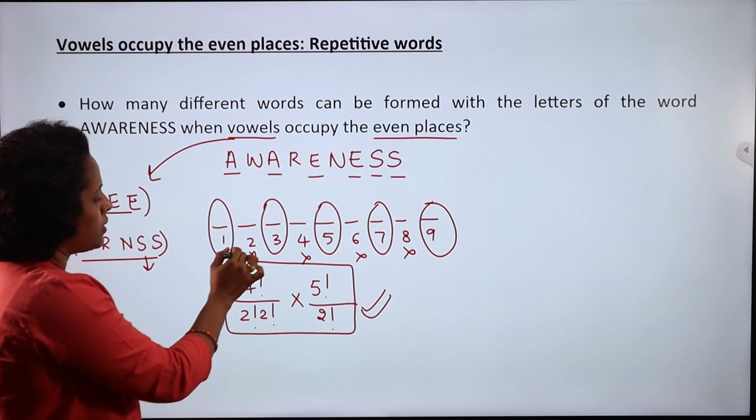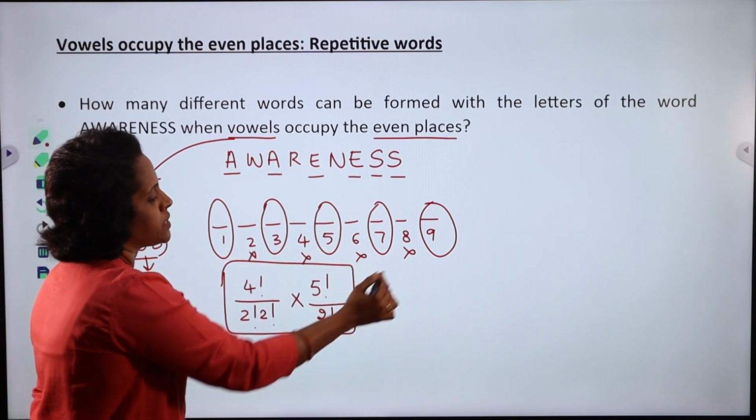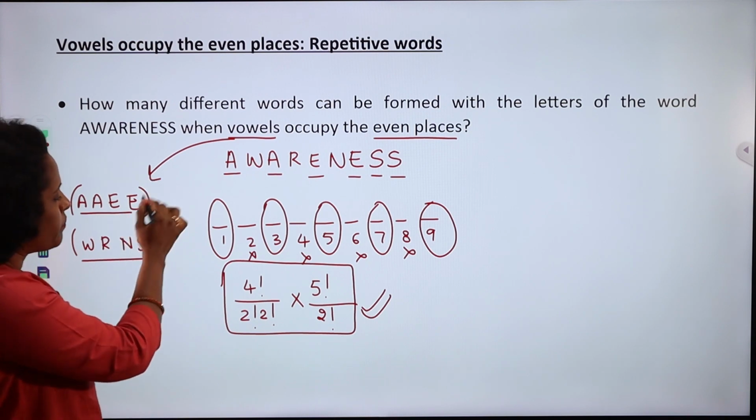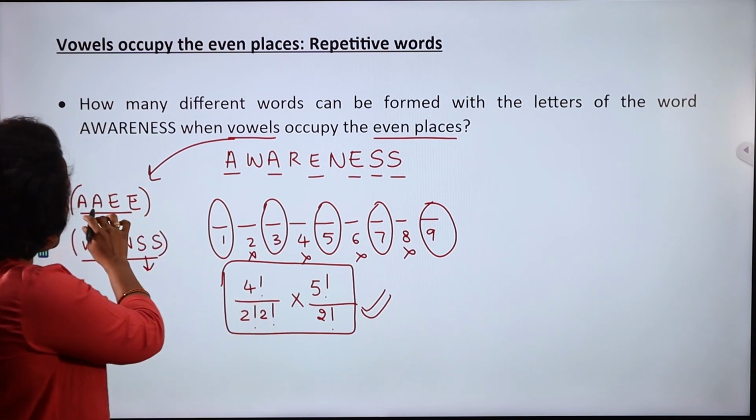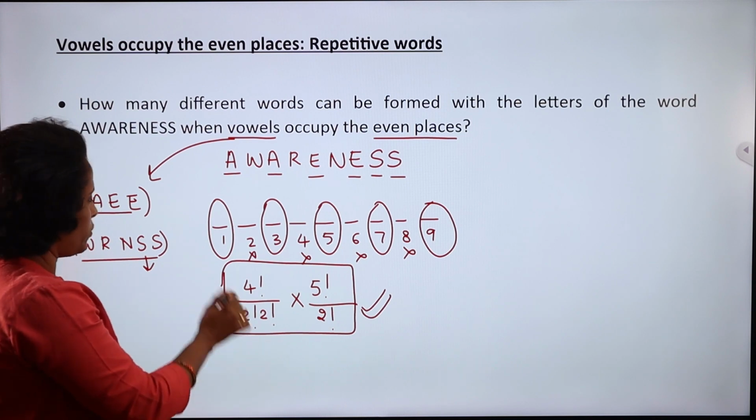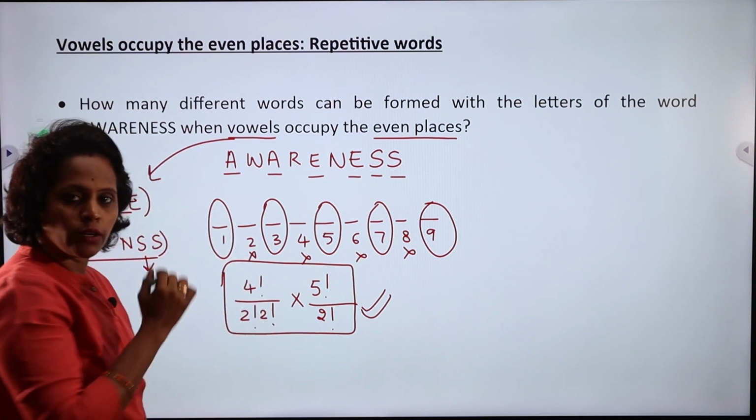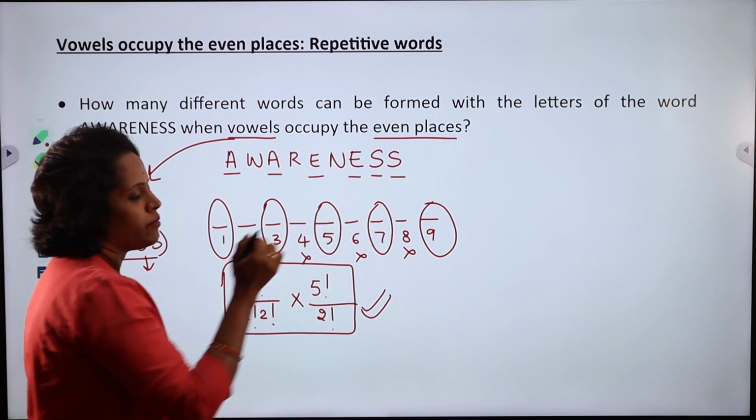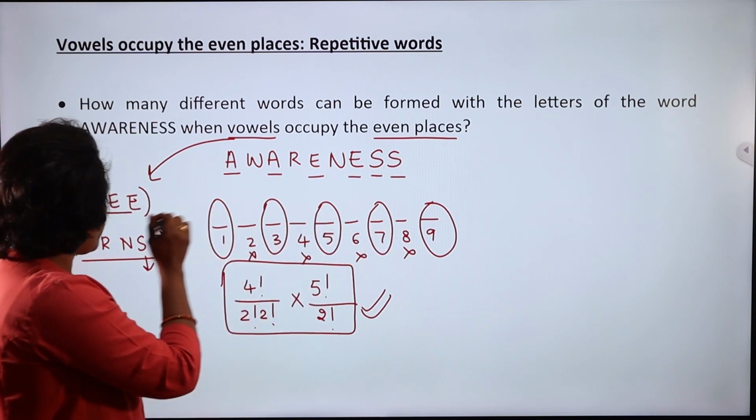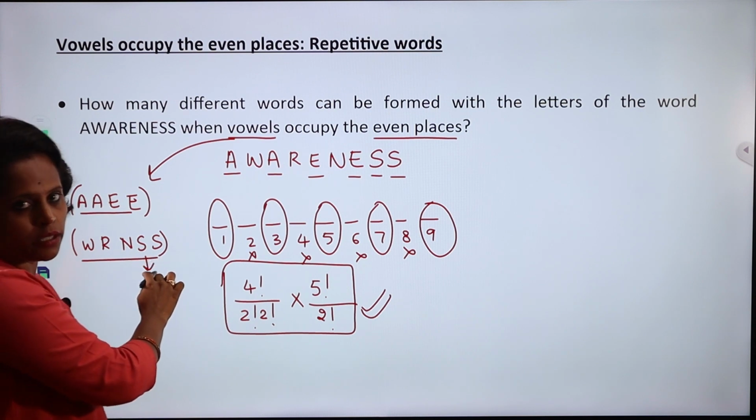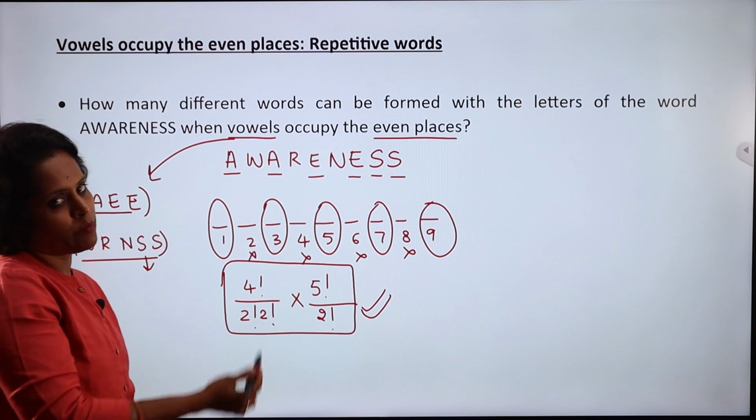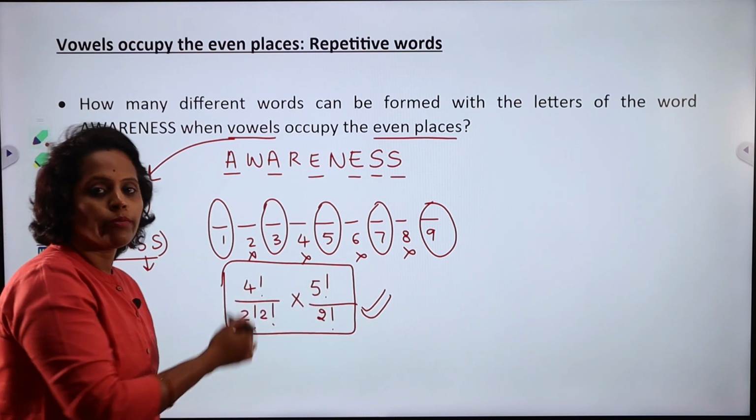Even places. What are the even places? 2, 4, 6, 8. We have 4 even places for the 4 vowels. 4 factorial divided by A is repeated twice, so 2 factorial, E is repeated twice, 2 factorial, into 1, 2, 3, 4, 5. We have 5 odd places for the 5 letters. 5 factorial divided by 2 factorial because S is repeated twice. This is going to be our answer.